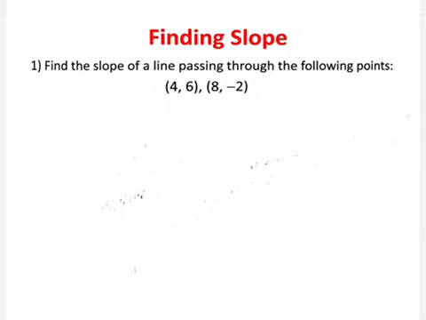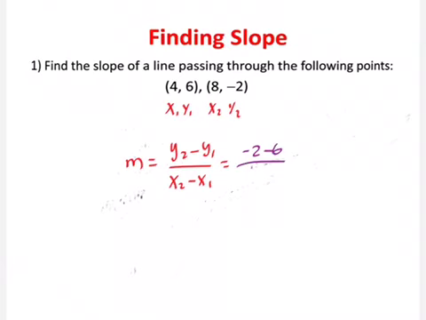Find the slope of the line passing through the points (4, 6) and (8, negative 2). So we've got x1, y1, and x2, y2. So our slope formula, y2 minus y1 over x2 minus x1. That means we're going to take negative 2 minus 6 over 8 minus 4. On the top we have negative 8, on the bottom we have 4, so our slope is negative 2.